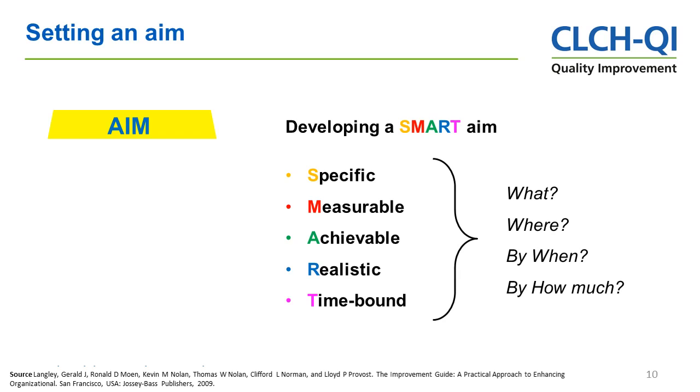If you'd rather not learn another acronym, then another way to remember this is just 4 simple questions. What are you going to improve? Where is the focus of your improvement? And that might be a particular team, it might be a particular clinic, it might be a particular division, it might be a particular borough or region. It could be a certain patient cohort as well. By when do you think you'll achieve that by? And by how much do you think you can improve by in that time frame?